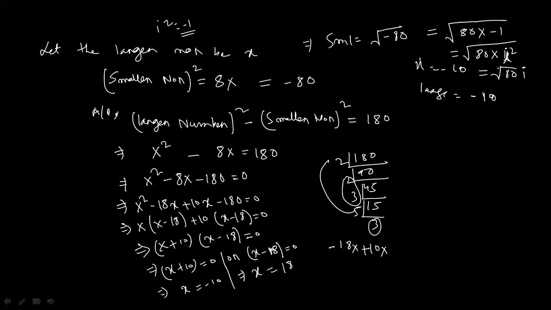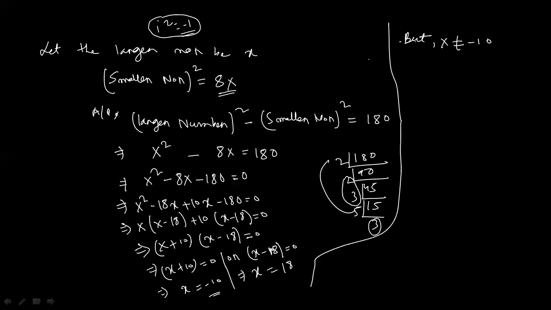Understand? Because according to the question, x may be negative, or it may be positive also. But in this question, x cannot be negative. Why? Because if you take x equal to minus 10, then the square of the smaller number will be minus 80. Yes or no? But we know the square of any real number cannot be negative. That's why you can't take x equal to minus 10. All of you understood this one? Yes, sir. So x cannot be minus 10.